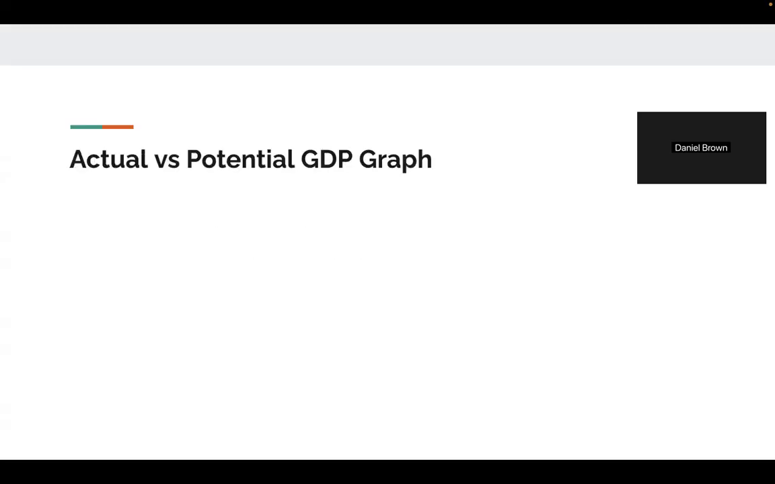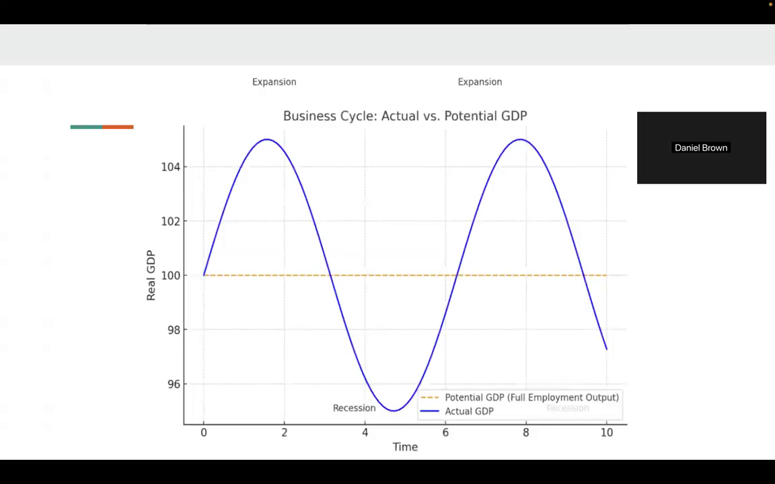Actual versus potential GDP graph. Here we go. The dashed line here represents potential GDP, the steady level of output the economy can maintain in the long run. Basically, this graph is showing actual GDP and potential GDP over time.